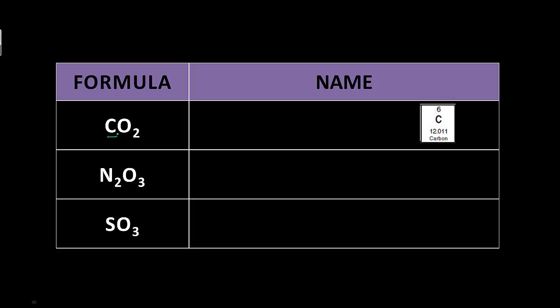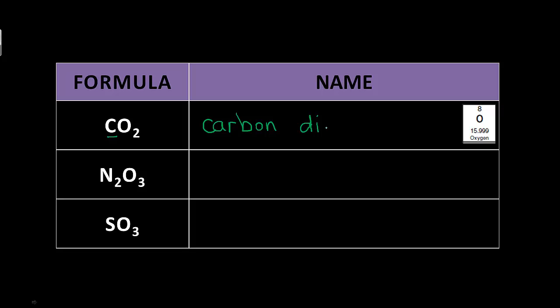So we're going to say, and there is one of them. There's not more than one, but on the first one, if there's only one, we do not have to put mono, so we just put carbon. Second here, O, that is oxygen. Now if we notice here, there are 2 oxygens. Our prefix for 2 is di. And then we do oxygen, but we change the ending to IDE, so it would be oxide. So CO2 is the same thing as carbon dioxide.